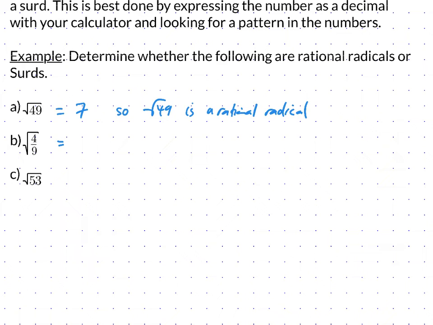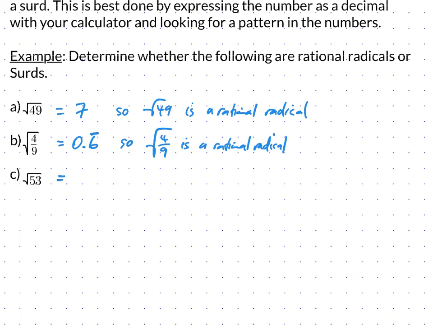Now root 4/9, if I grab my calculator, you won't see this on the screen, I'm just using it off the side of the iPad. 4 divided by 9. 0.444 recurring, square root that, you get 0.66666 recurring. So 0.6 recurring, so square root of 4/9 is a rational radical because it recurs as it's a 6 over and over again.